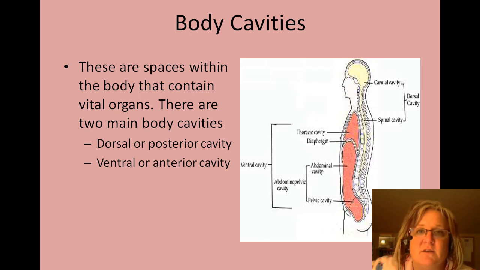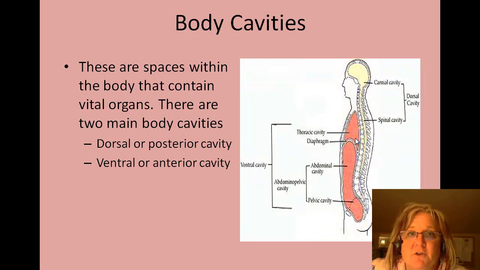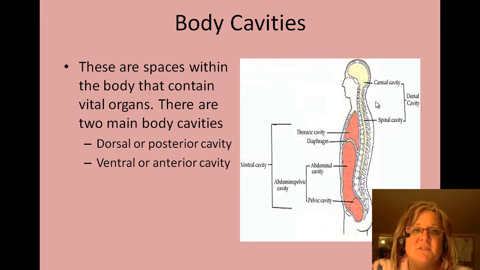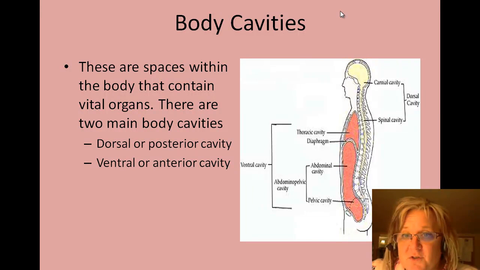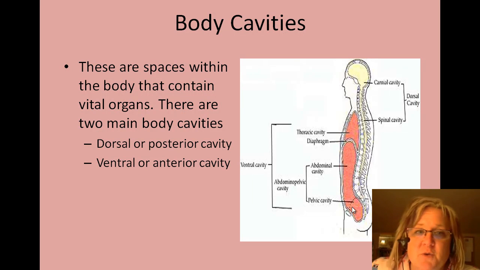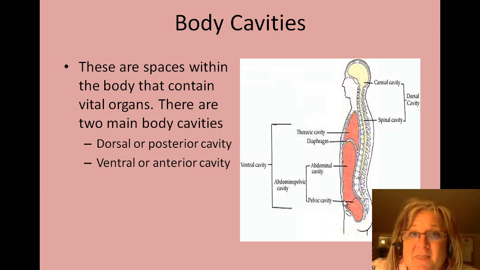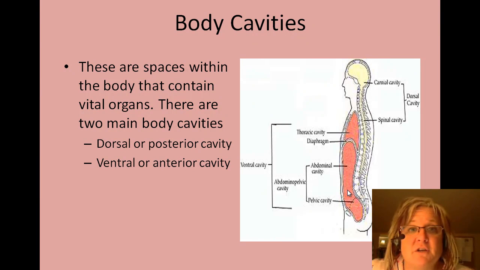Body cavities. You have body cavities, believe it or not. Body cavities are spaces within the body that contain organs. There are two main body cavities. You have a dorsal cavity. Dorsal means back. And you have a ventral or an anterior cavity. Then we can divide those cavities down even further, and this is where it can get very confusing.